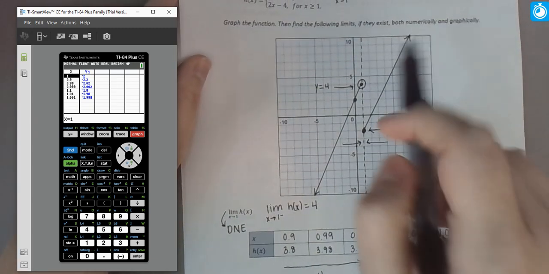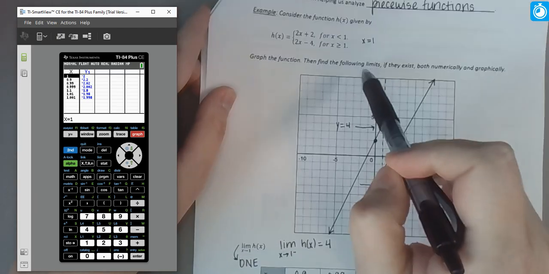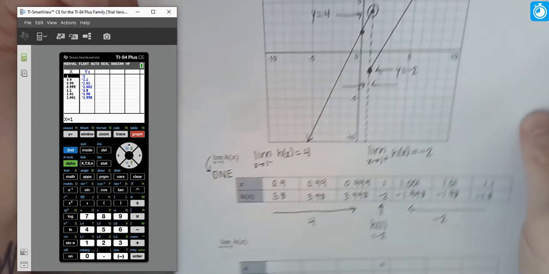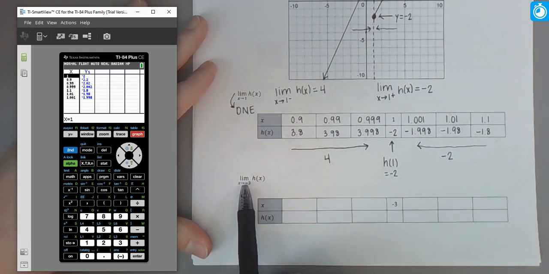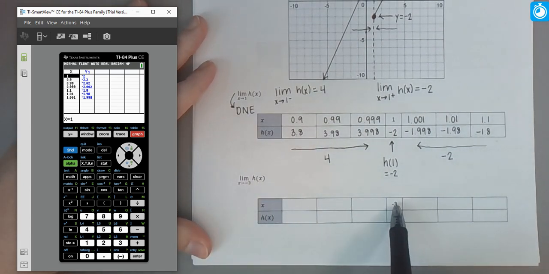Now that's at the boundary. That's the boundary where we broke between rules. Let's look at a different limit approaching a different x value. So what happens as we approach x equals negative 3?